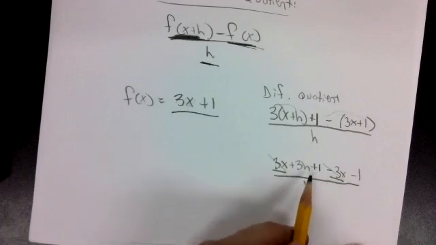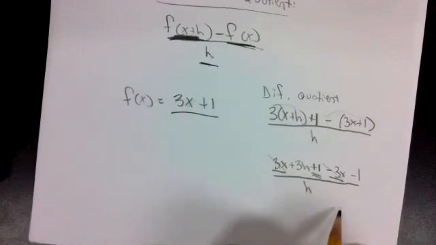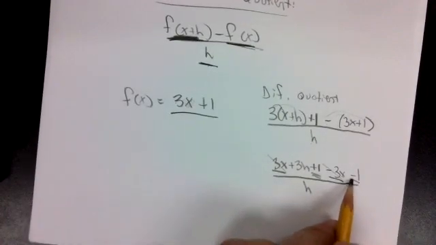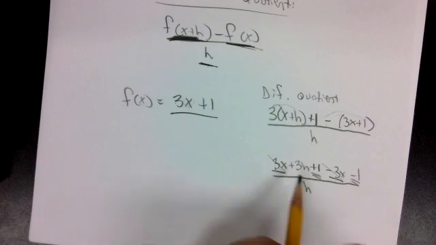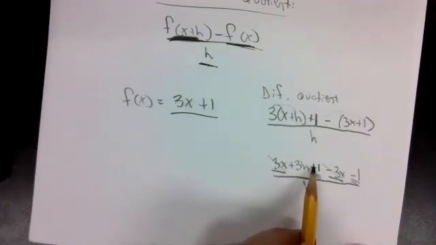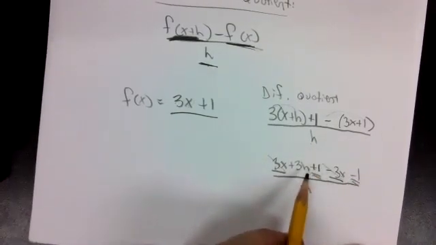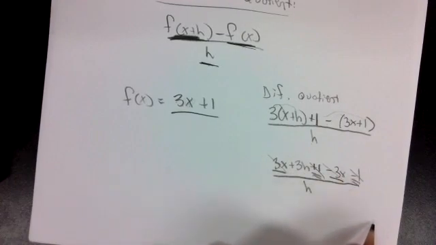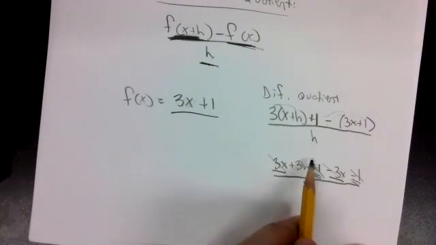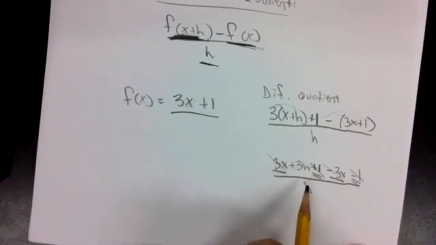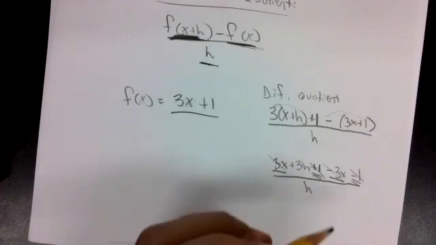Same game. Can I combine anything with the positive 1? The negative 1. In the same vein, positive 1 and negative 1, 1 minus 1 is also 0. So those cancel out. Then we're left with 3h divided by h.